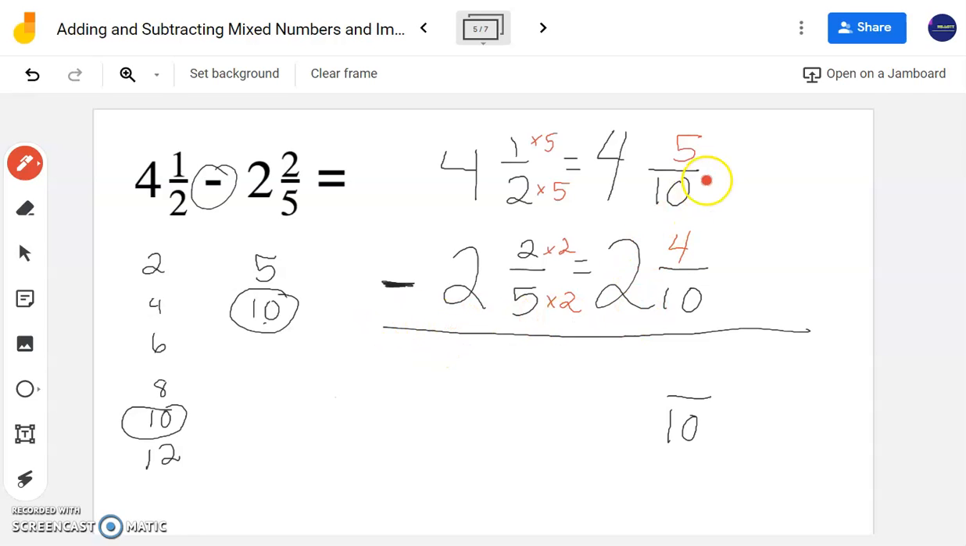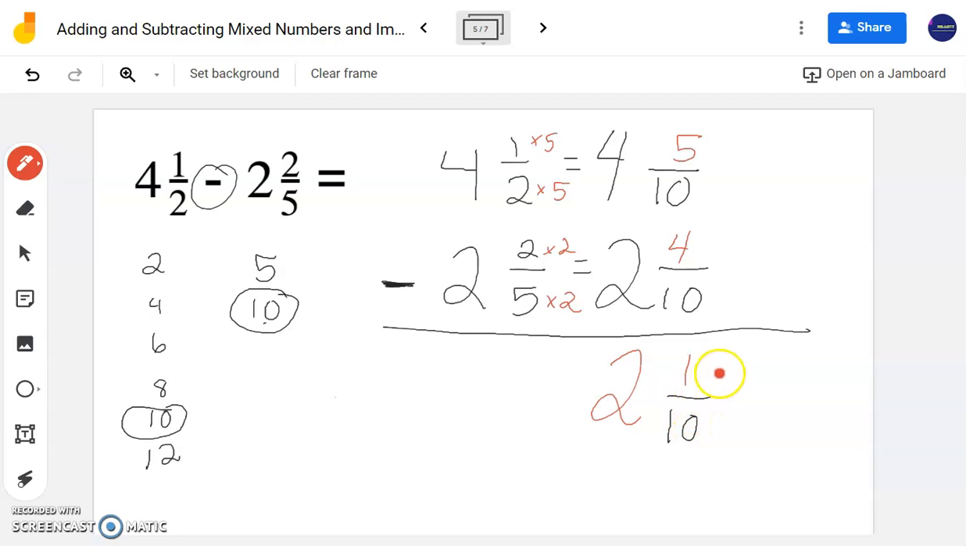Now I look at my numerators and I subtract. 5 minus 4 is 1. Now you guys have been doing problems like this all along. Now we're just adding in that extra step. I can't forget about my whole numbers. So 4 minus 2 is 2, giving me a final answer of 2 1/10.